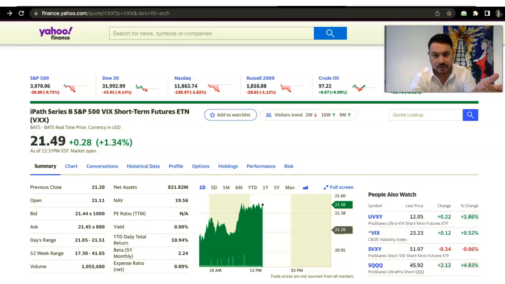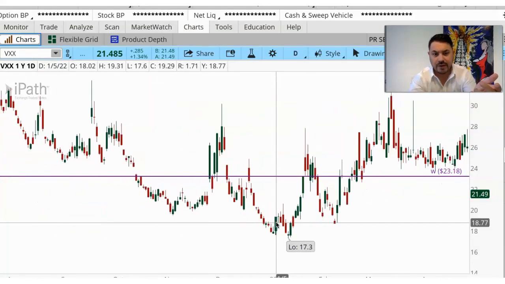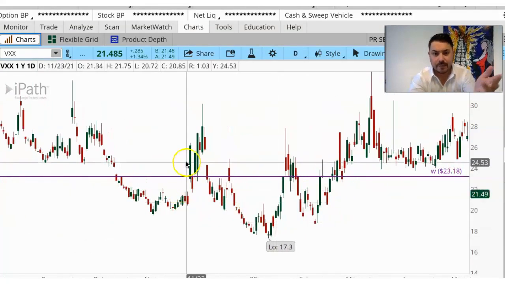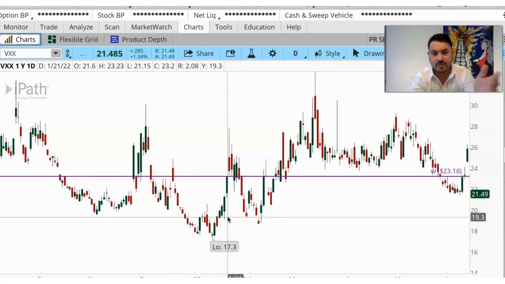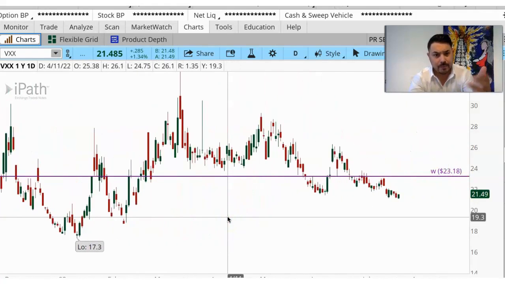Let's just get into the chart. If you look at the VXX, this thing spiked back in November. Obviously, January had this massive spike from 17.